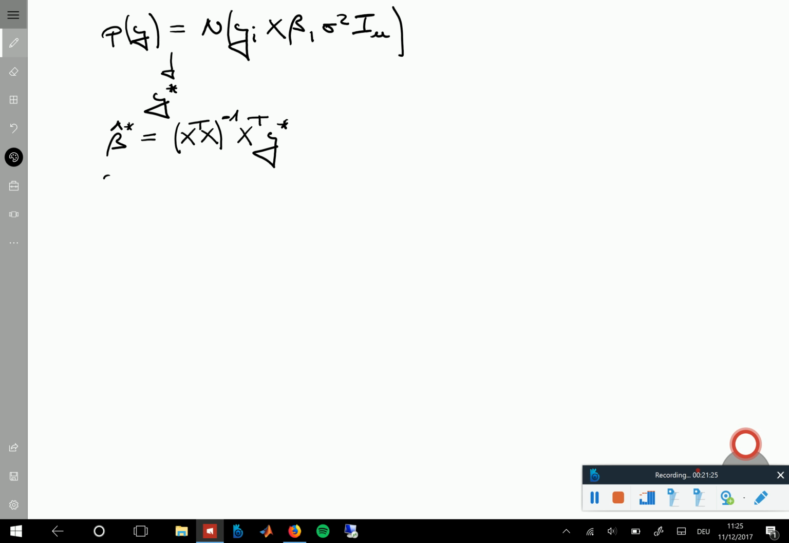And also we have an estimate for the variance parameter, which we get from taking our data, subtracting our prediction based on our estimate for beta, and dividing by the number of data points minus the number of parameters. Yeah?